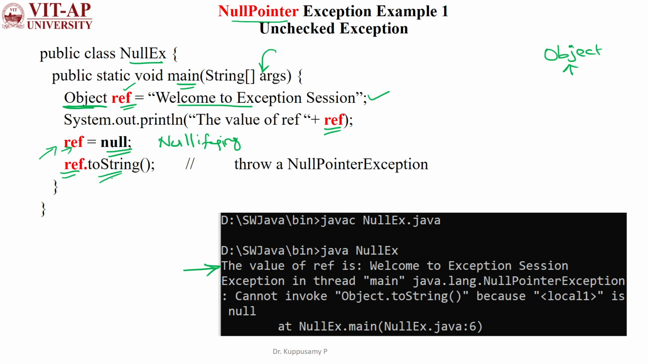But we are trying to invoke the method toString by using the object ref, and here it has the null value. Null.toString is not possible in Java programming. That's what you see, which is generating the exception. NullPointerException: cannot invoke Object.toString because it has the value null. So ref is null, and null cannot invoke the method toString. This is also one of the unchecked exceptions in Java programming.